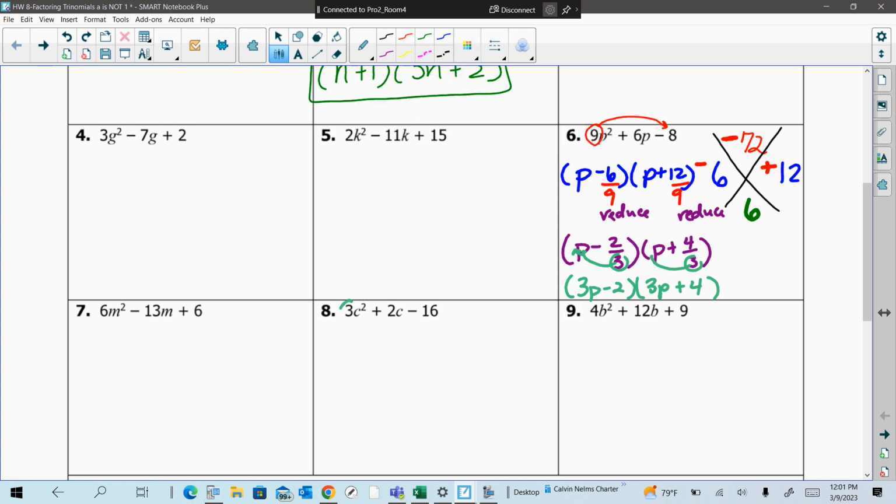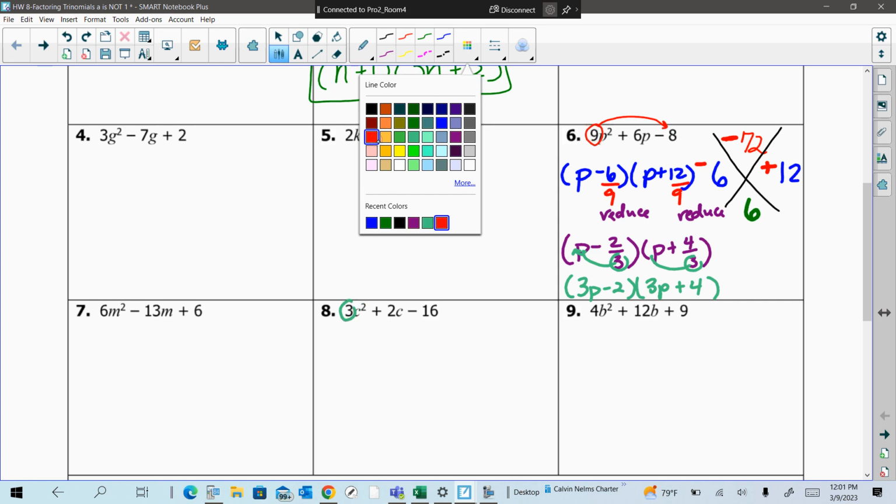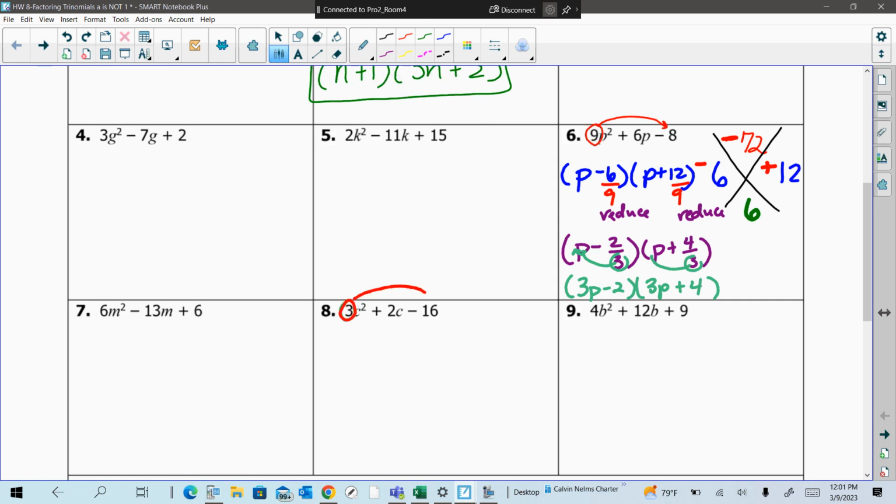So I circle, oops, I meant to do that in red. I circle the 3. I multiply it to this negative 16. That's a negative 48. Negative 48 is the top of my puzzle.